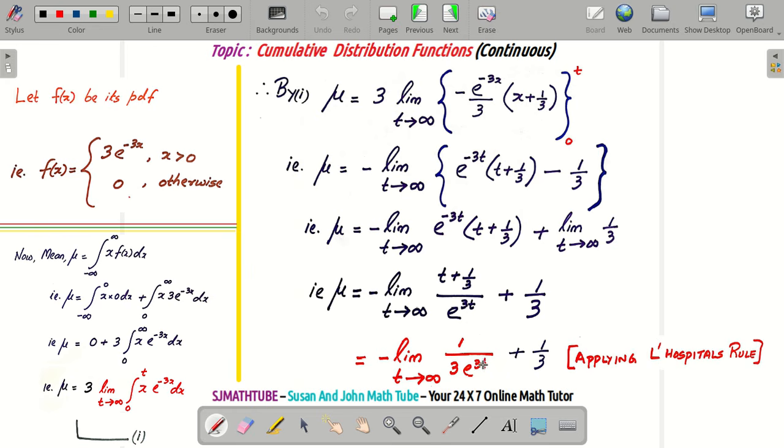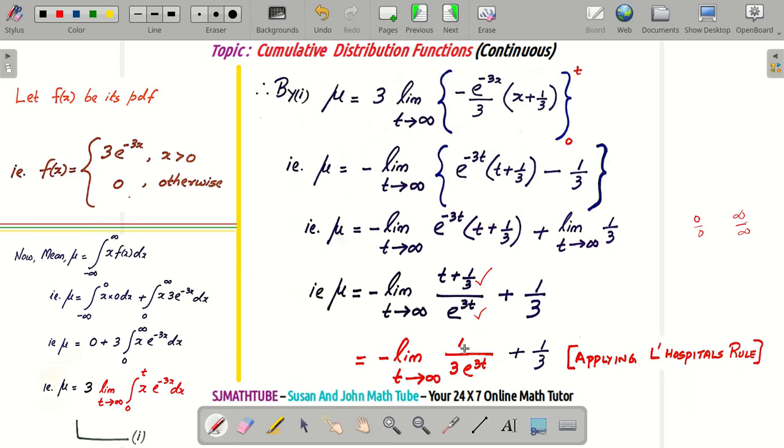Anyway, I just applied L'Hopital's rule. I hope you're good with that rule. It's simple. Whenever you have 0 by 0 or infinity by infinity indeterminates, what we do is we differentiate the numerator and the denominator separately till we find the value of the limit.